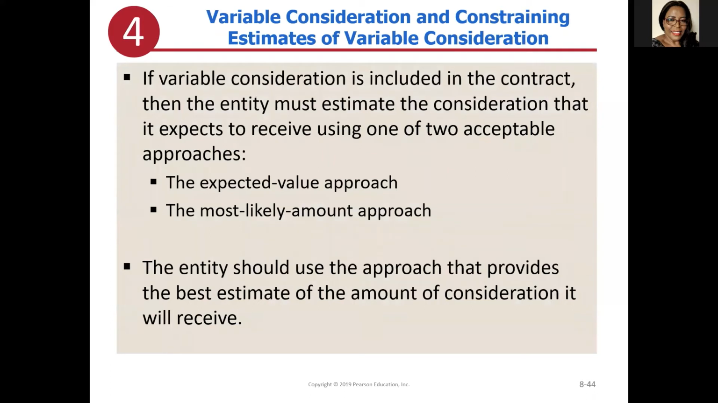If variable consideration is included in the contract, then the entity must estimate the consideration that it expects to receive using one of two acceptable approaches. One is the expected value approach, and the other is the most likely amount approach. The entity must use the approach that provides the best estimate of the amount of consideration it will receive.